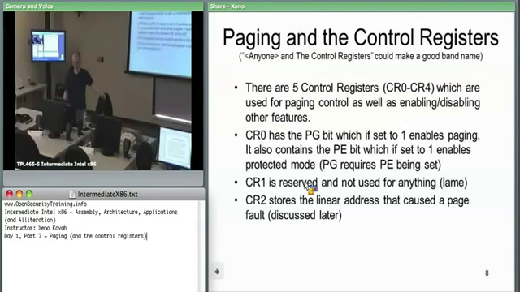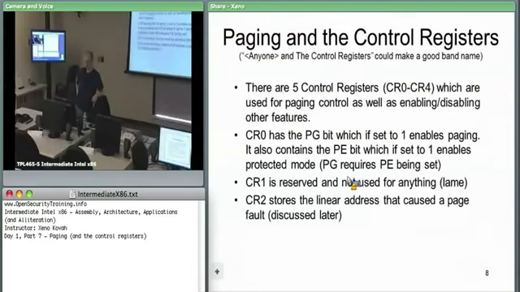CR0 is just, again, one of those structures that has a bunch of different control bits in it. You can go look up the definition of all of the different bits later on. All we care about for now is it's got a bit that turns on paging and a bit that turns on protected mode. Oh, well, it says right there: paging requires PE to be set. I'm pretty sure I pulled that out of the manual, so there you go. You can't have paging in real mode.